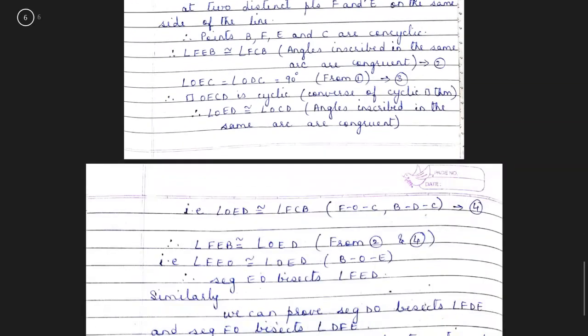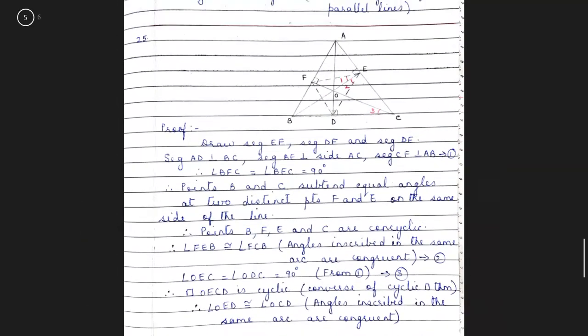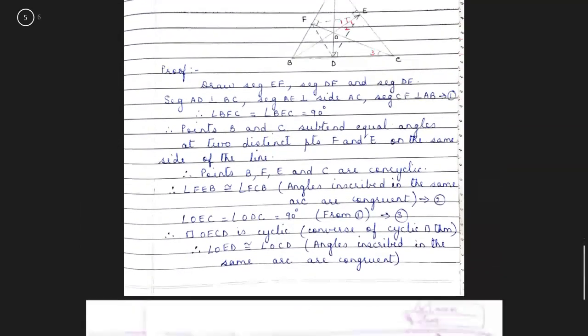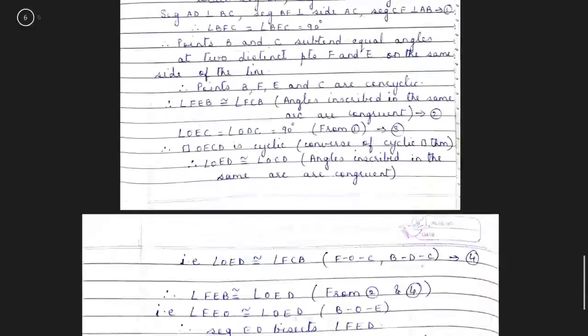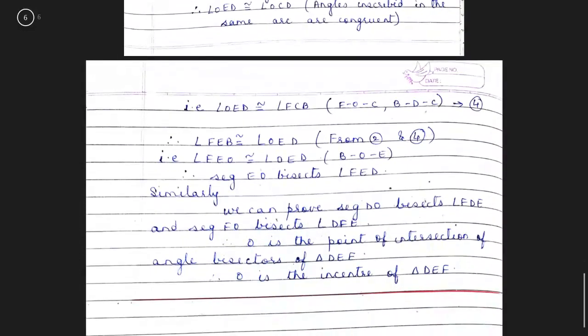Okay, that is angle OED congruent to angle FCB, because F-O-C and B-D-C are collinear. I have just rewritten it. Angle OED, instead of angle OCD, we have written as angle FCB. Okay. So that is equation number 4.